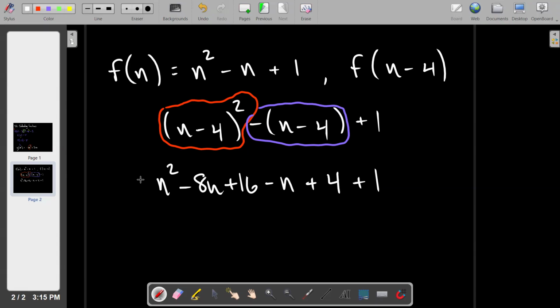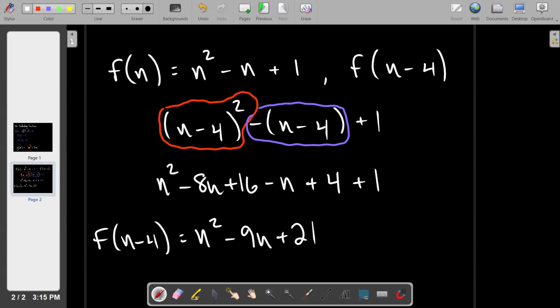So let's simplify this. What are we going to get? And you always want it in order from highest powers of variables and then down the way. What do we have? n squared minus what? So we would say in this case that f of n minus 4 is equal to that. Okay. Not difficult, but very missable. You could agree with that.